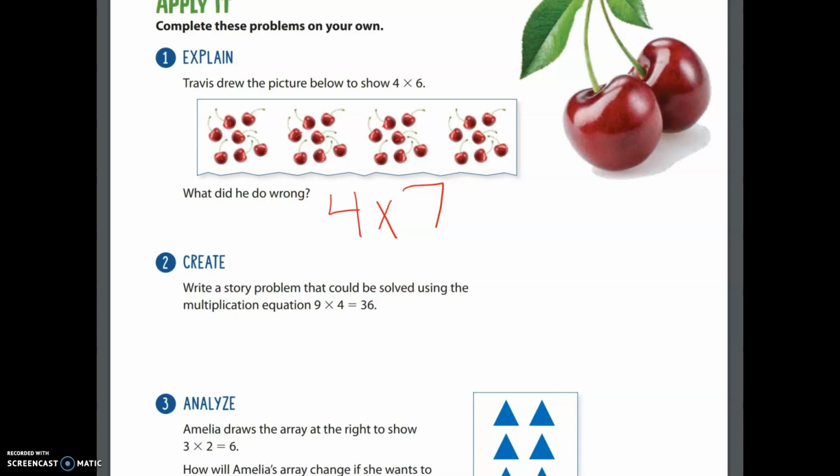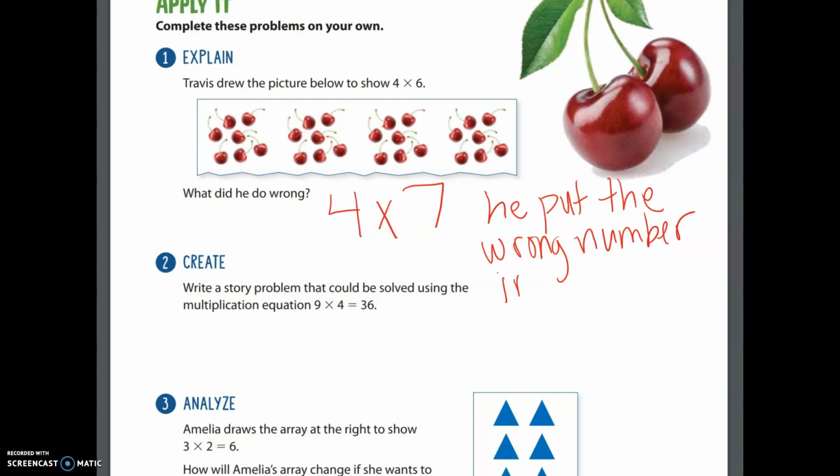So what he did wrong is he put the wrong number in each group.